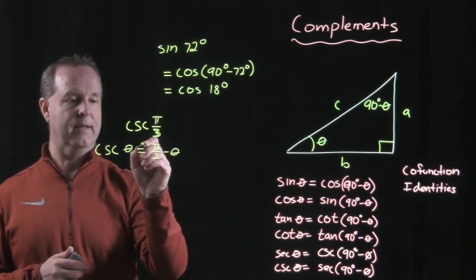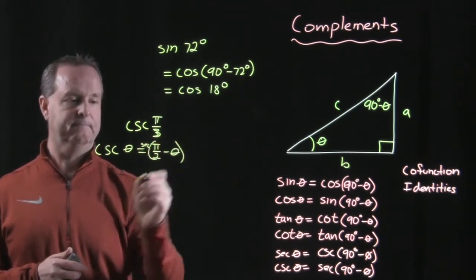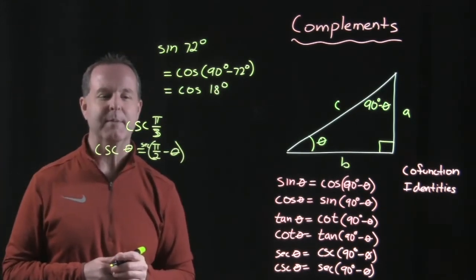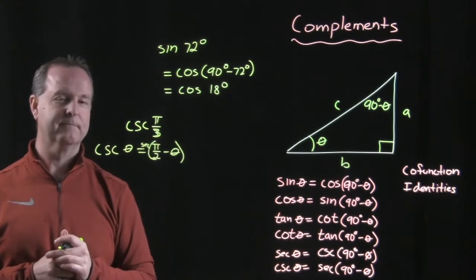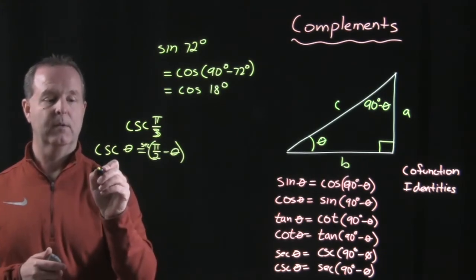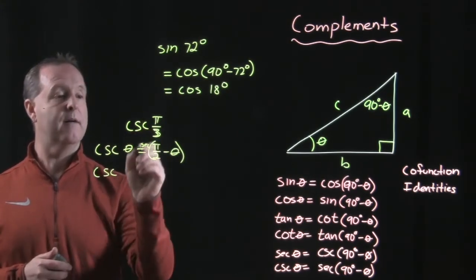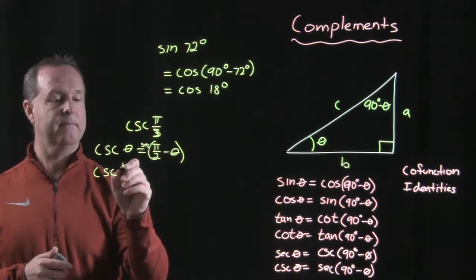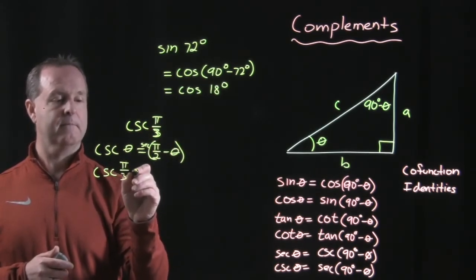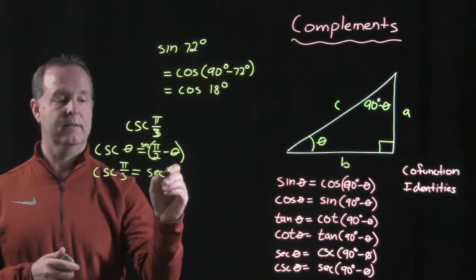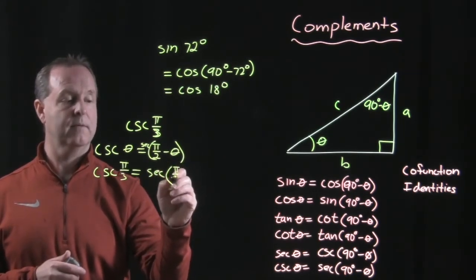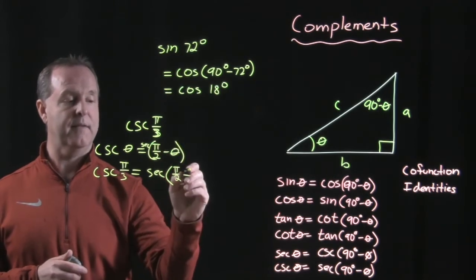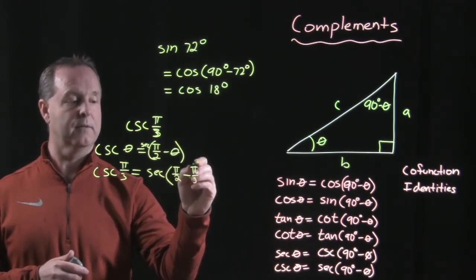Sorry, I should put secant in there. I missed it. I'm so excited about the 90 degrees becoming pi halves, I totally blew the actual important part of the equation. So how do we deal with that? Well, the cosecant of pi thirds equals the secant of pi halves, or the 90 degree ratio, pi halves minus theta, which is pi thirds.